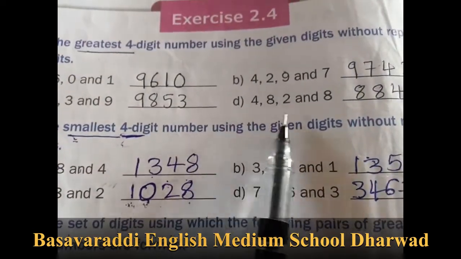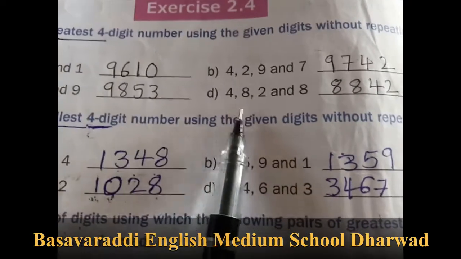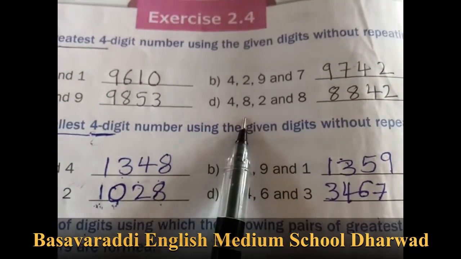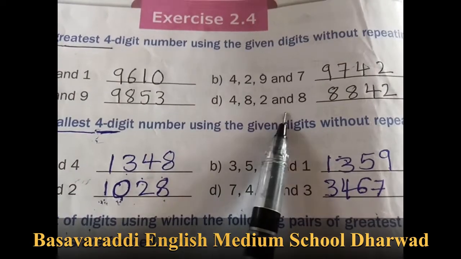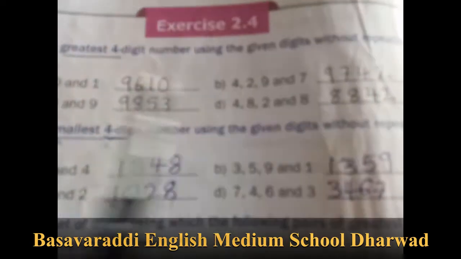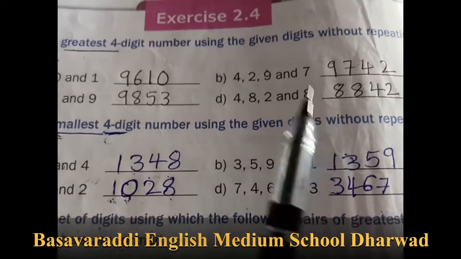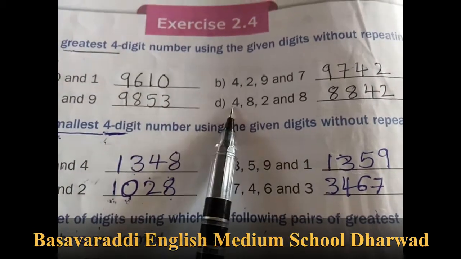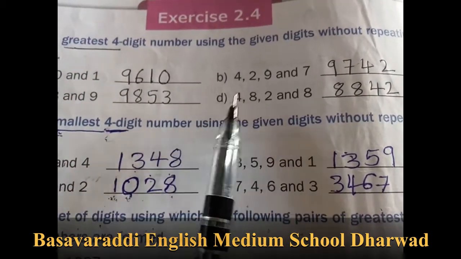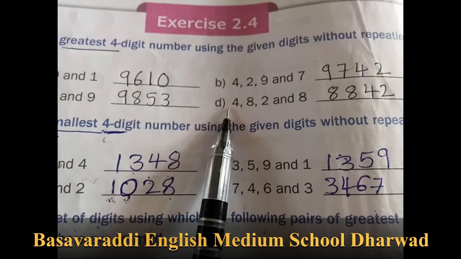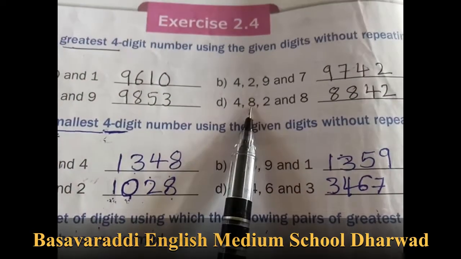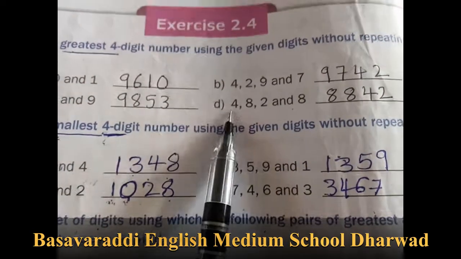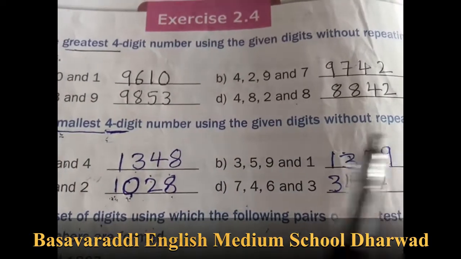D: 1, 4, 8, 2 and 8. So 8, that is the greatest. Here they are repeating 2 times, so we have to write it down again. We are writing 4 and 4, we are not repeating this one. Okay, 8 is first greatest, afterwards it is 8 and 4 and 2. 8842.